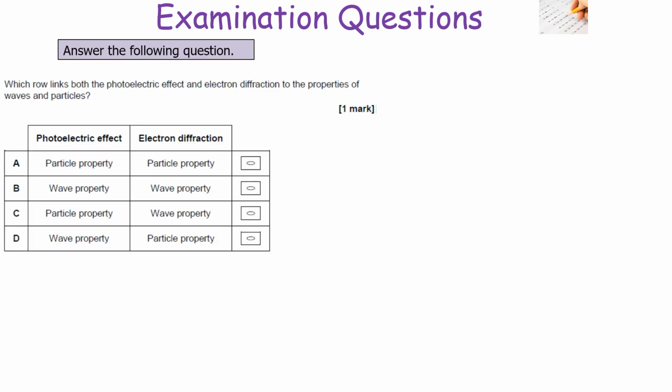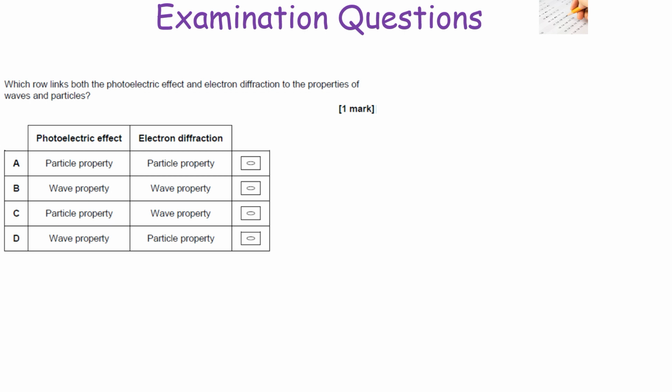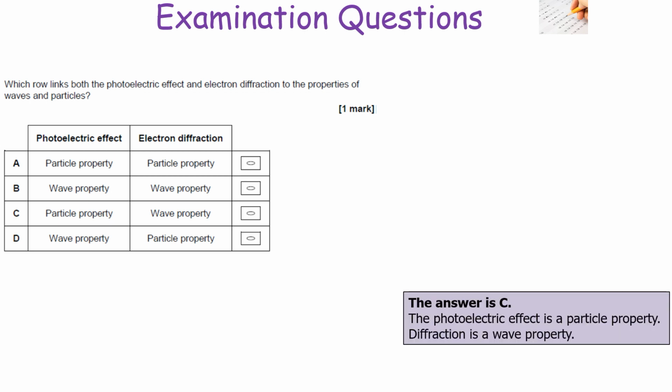The next question says, which row links both the photoelectric effect and electron diffraction to the properties of waves and particles? So pause the video now, then unpause the video when you want to go through your answer. Well, in this answer, the answer is C, because the photoelectric effect is a particle property and diffraction is a wave property. Those are just facts you've got to remember.